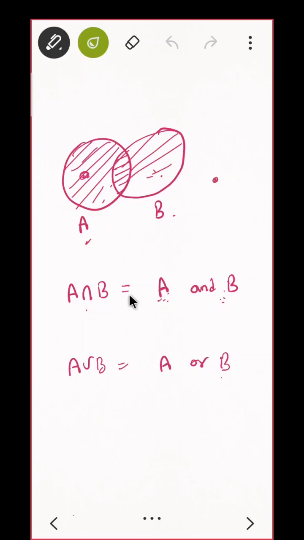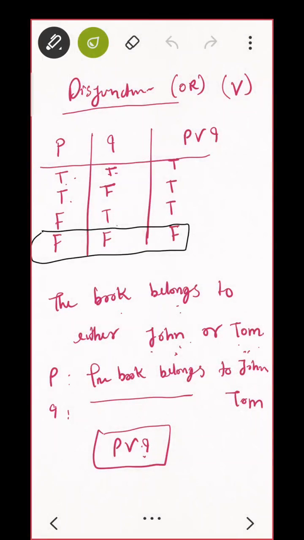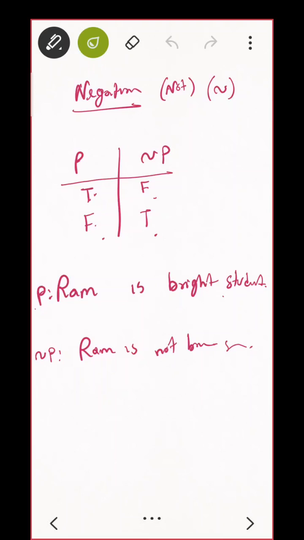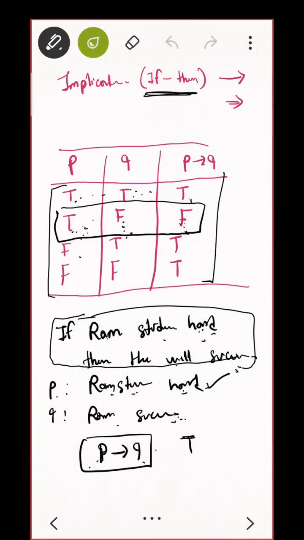Same. Intersection means what? And. Union means what? Or. Union means it will consist all the points. Intersection means it will consist only these points. Okay. Disjunction, if both false then false, and okay, negation is this. If and then, implication, this is the most important thing. Mostly we will be using this thing, implication.